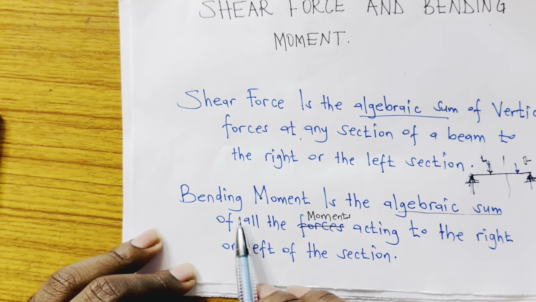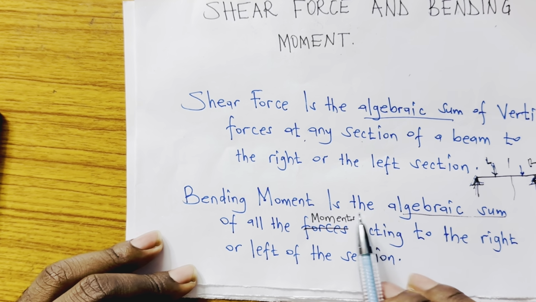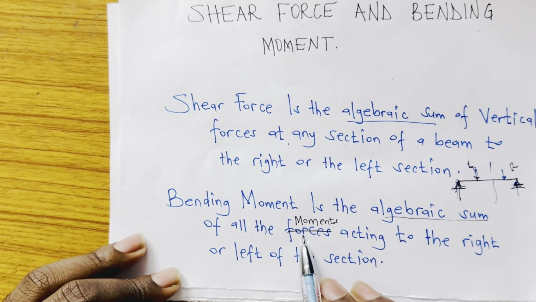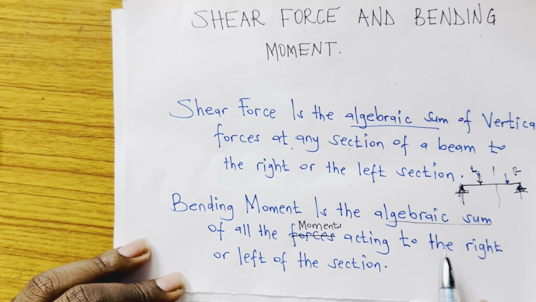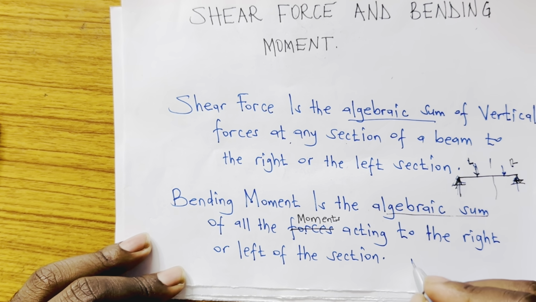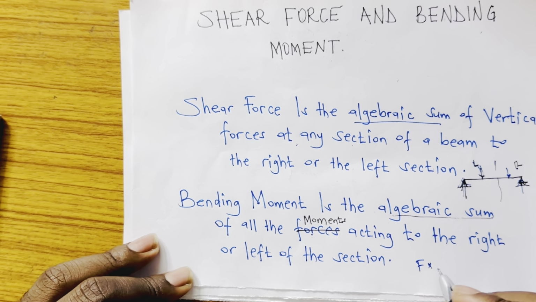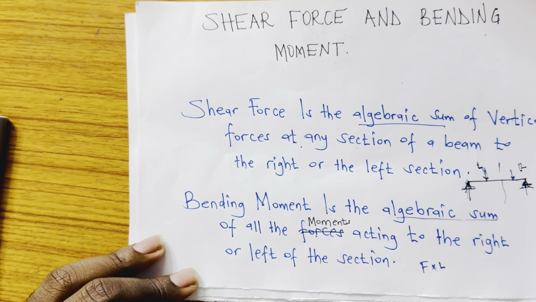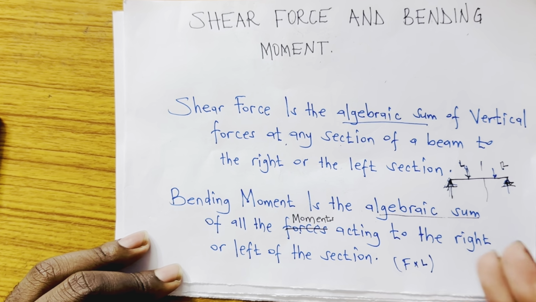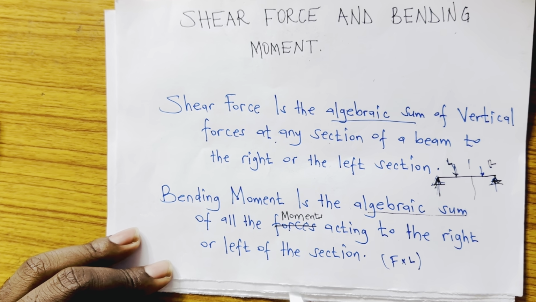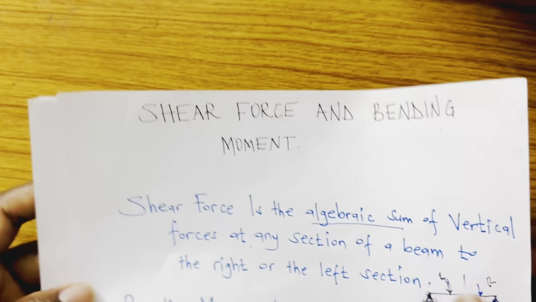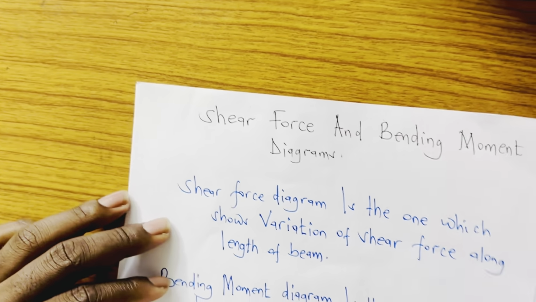Now, the second term is bending moment. It is also the algebraic sum of all the moments, not forces, okay? All the moments acting to the right or to the left of the section. You know very well that if you have a force and you multiply it with the distance, let's say L, this gives you what we call the moment. So the summation of all these moments on the left or on the right of the section is what we call bending moment.